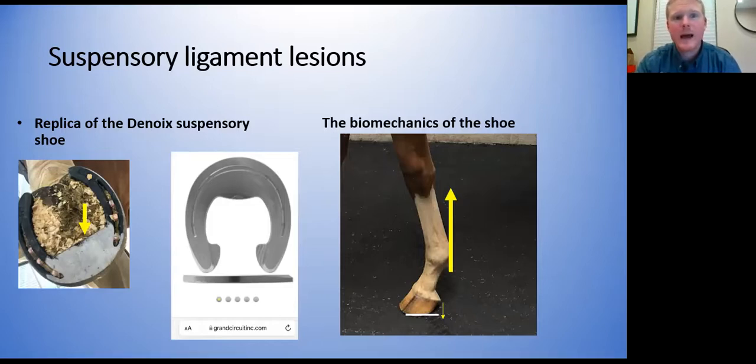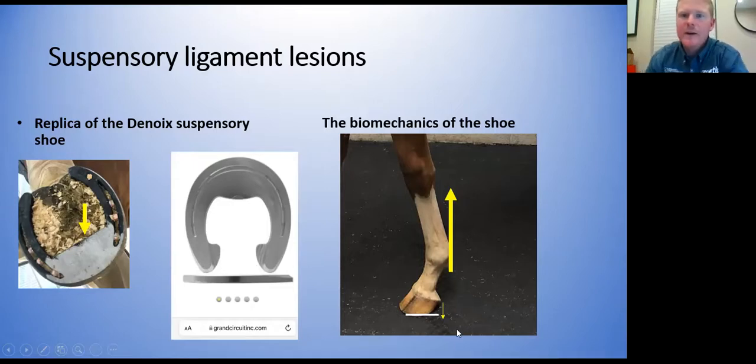And so when you do that, this is a lesion where you can use what's called the Denoix suspensory shoe, which is an image here in the middle of your screen. That is the actual forging, and you can buy that shoe online. The other way of doing it is actually forging your own, and I have farriers who will forge this. Same premise would be to make a toe plate, okay? And then extend the bars of the shoe about a quarter inch past the heels, okay?